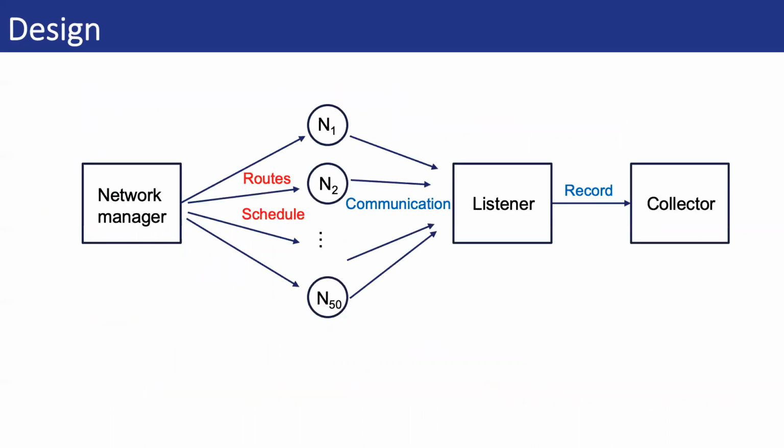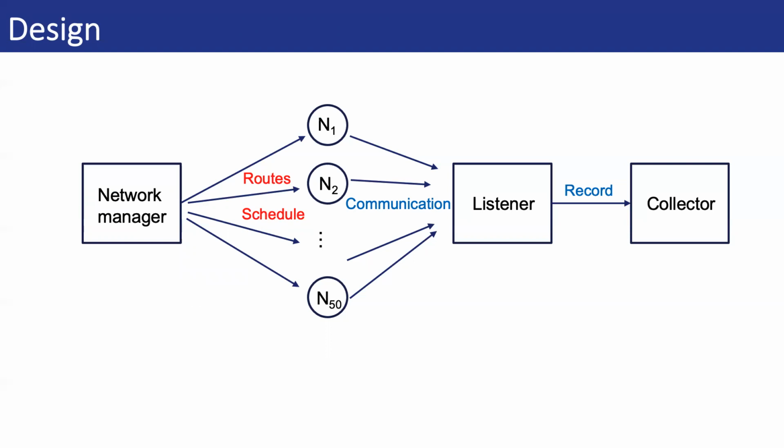Next, let me introduce the design of my project. I will deploy my project on a WirelessHART network. First, the network manager of the WirelessHART network generates the routes and transmission schedule for all network nodes. It will traverse various combinations of multiple network configuration parameters and generate different routes and transmission schedules accordingly. Then it allocates the routes and the transmission schedule to each network node.